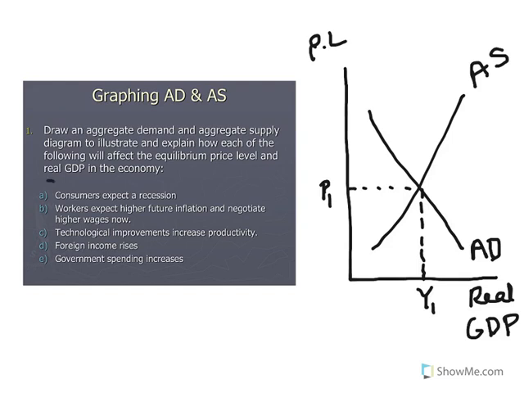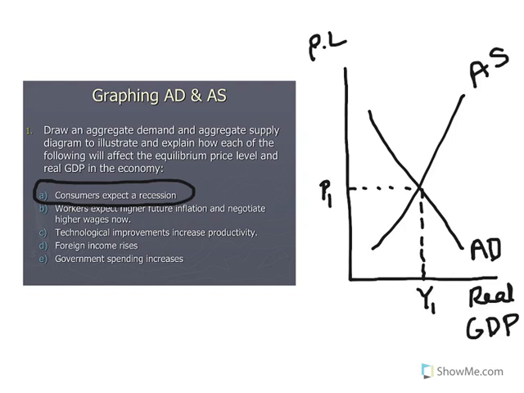So you'll notice my first scenario listed here is, let's say, for example, consumers expect a recession. So the first thing that we want to identify is whether it's a non-price determinant of aggregate demand or a non-price determinant of aggregate supply. So we know that a consumer expectation is going to impact consumption spending, so that is a non-price determinant of aggregate demand.